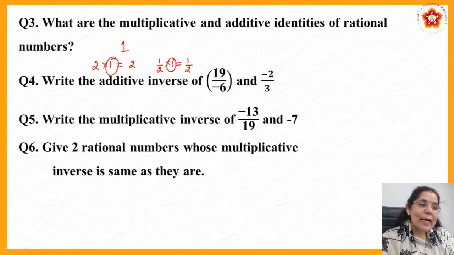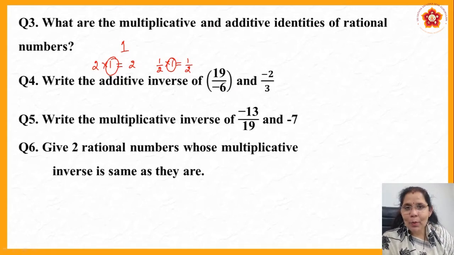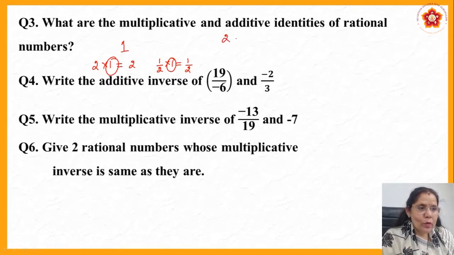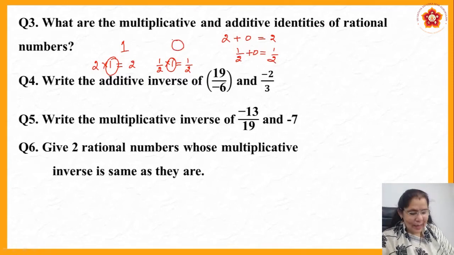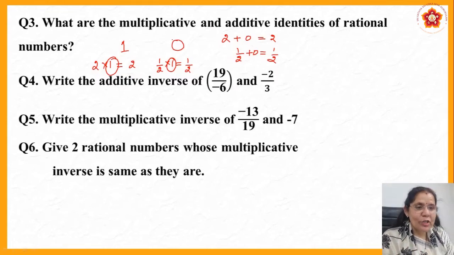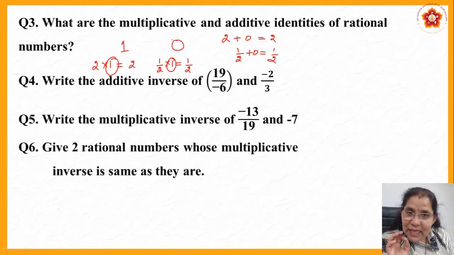Now what is additive identity? Which number should you add to the given number so that the number remains the same? 2. What should you add to it so that the answer is 2? 2 plus 0 is 2. 1 upon 2 plus 0 is 1 upon 2. So what is the additive identity? 0 is the additive identity. So the answer: the multiplicative identity of rational numbers is 1 and the additive identity of rational numbers is 0.